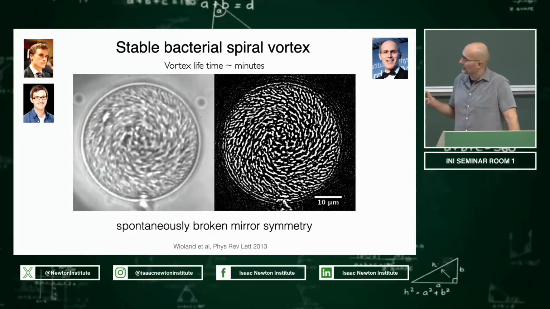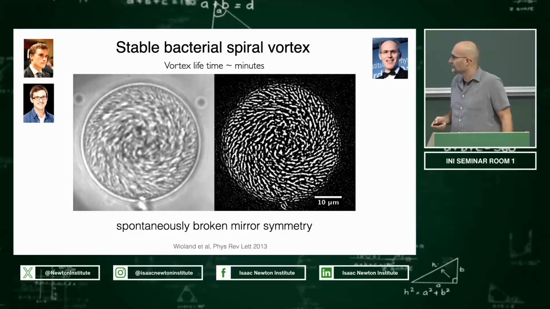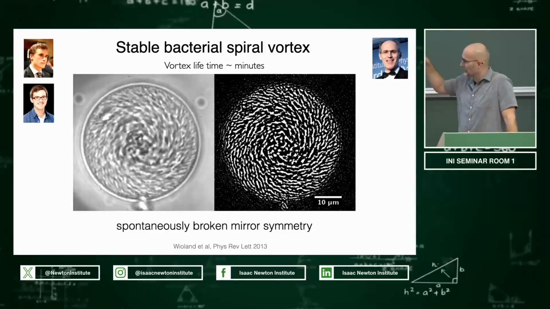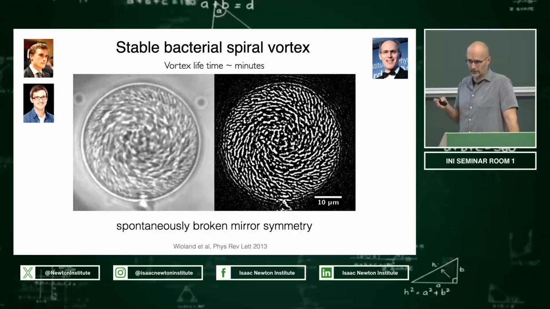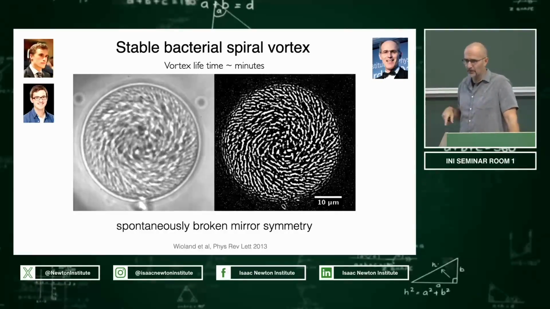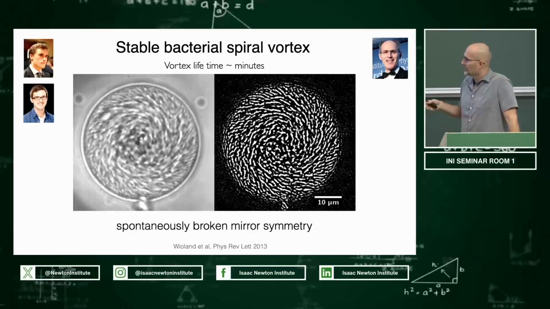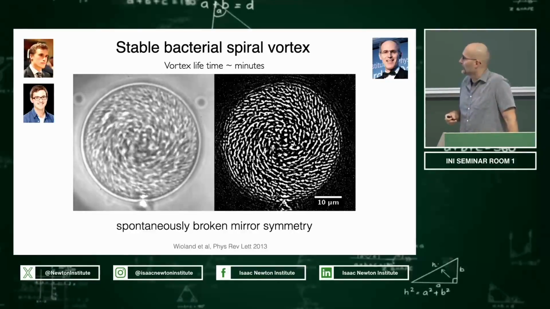And if you look at droplets that are too large, the vortex will break up into two or more vortices. So the sense of direction here is set by the initial conditions. For 50% of the experiments, you see the vortex going one way, 50% going the other way. So there's some sort of spontaneous mirror symmetry breaking going on in these systems.